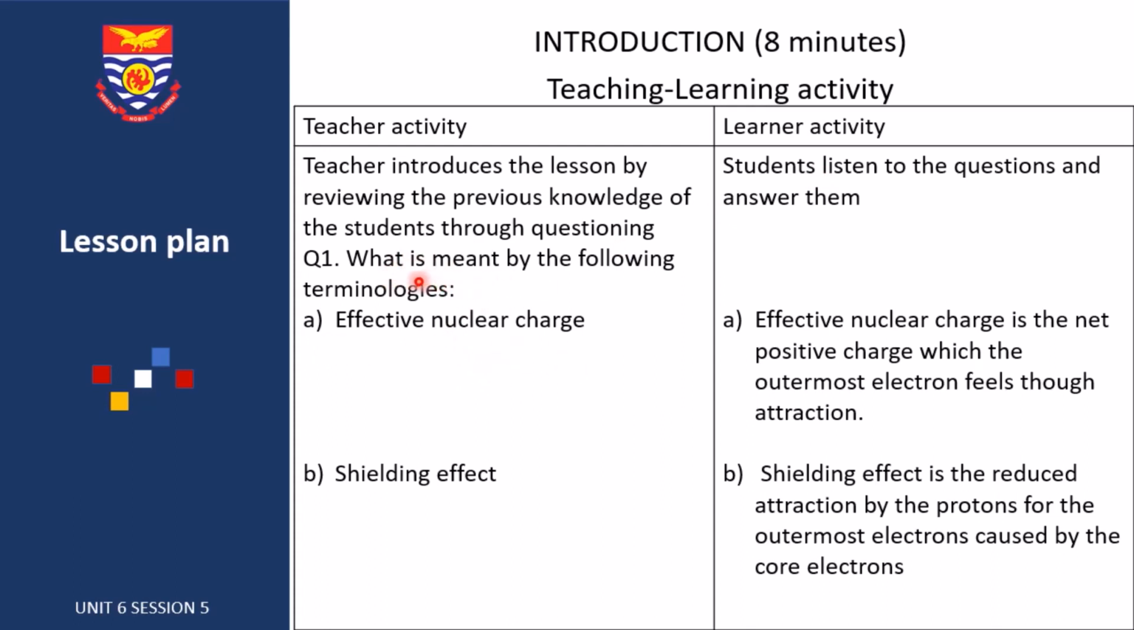So what are the questions? What is meant by the following terminologies? Effective nuclear charge. What response do you expect from the student? You should indicate it at the learner activity. Though it's not the learner who is doing it when you are planning, you should anticipate. So in some cases, it is written on top here as expected response, what you expect from the student. So students are to provide the answer, and the answer is that effective nuclear charge is the net positive charge which the outermost electron feels through attraction by the nucleus.